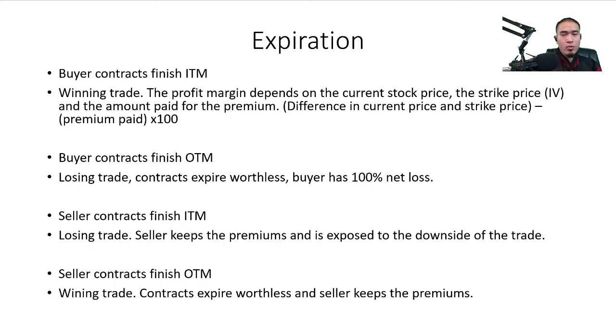Okay, now let's talk about what happens on expiration day. If you are a buyer and the contract finishes in the money, this is a winning trade. The profit depends on the current stock price, the strike price, or IV, intrinsic value, as we just discussed, and the amount paid for the premium. The formula is the difference in the current price and the strike price minus the premium paid times 100, because one contract equals 100 shares.